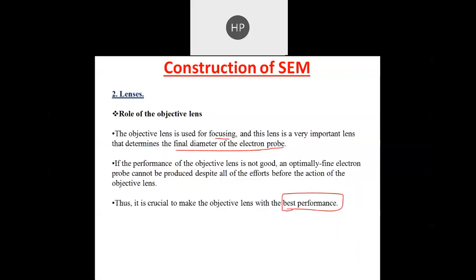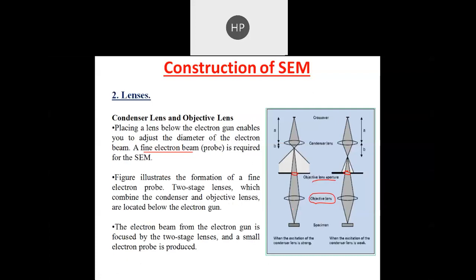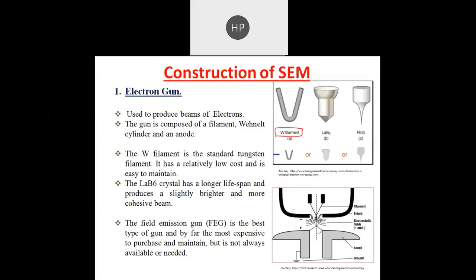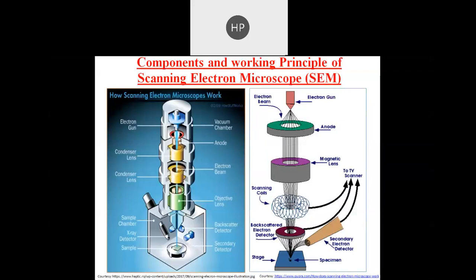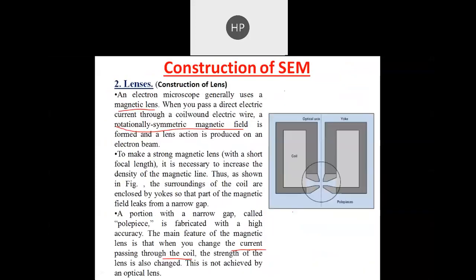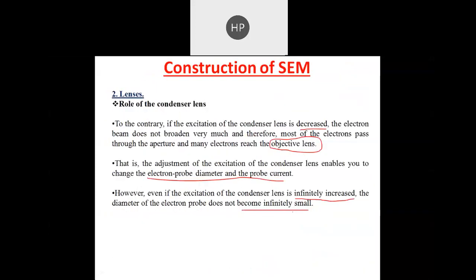So these are the two types of lens and their uses: objective lens and condenser lens. If you see in this diagram here, now the third one is a scanning coil. Next one is a scanning coil. So how this scanning coil is important, we are going to discuss.